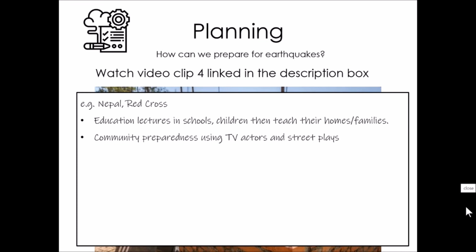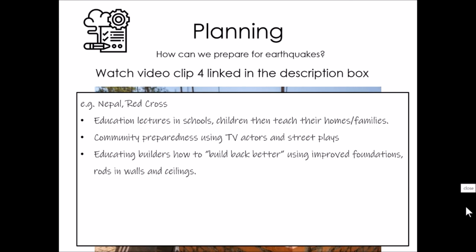Another thing that is quite unusual, but seems to be quite effective in Nepal, is TV actors and street plays. So one of the problems in really low income parts of the world, such as Nepal, is that if you put a leaflet or a poster up somewhere into a community, a lot of people wouldn't be able to read it. So we have to think about how we get over language barriers and literacy barriers to ensure that everybody has a chance to get themselves prepared. So acting out street plays, using famous actors to draw people to those street plays, all of those sorts of things are going to help to show people what they need to do if they are unable to read what they need to do.